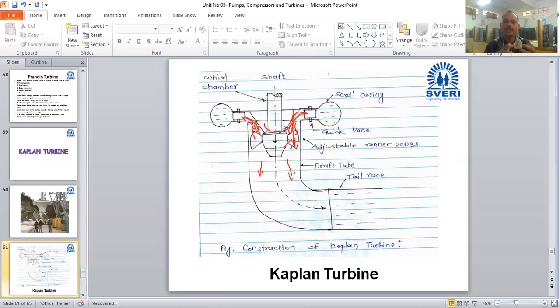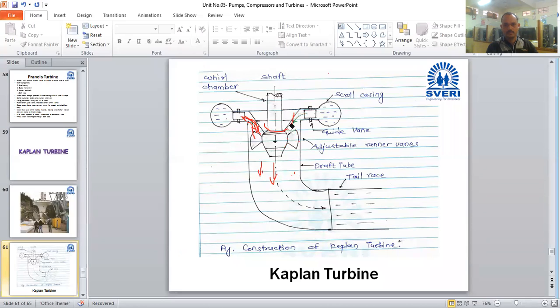So here we convert hydraulic energy into mechanical energy. The available energy here is in the form of pressure energy. So this turbine is purely a reaction turbine, and the flow here is axial flow. Axial. ओके, आणि त्याच्यानंतर मग इथून पाणी हे नदीमध्ये सोडलं जातं. Get it?